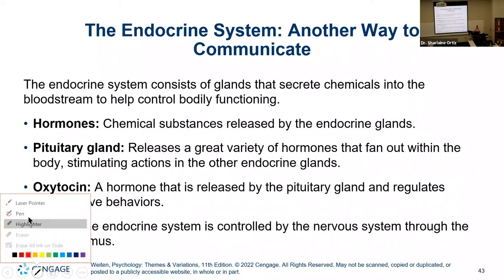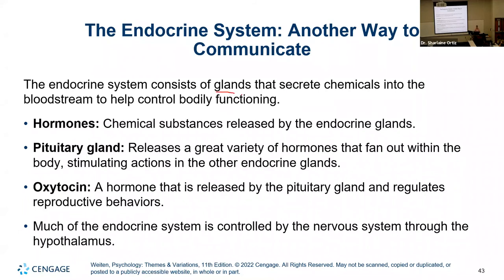This system consists primarily of glands. And these glands are responsible for secreting these chemicals. Now notice that these chemicals are referred to as hormones. So your glands will secrete hormones into your bloodstream.